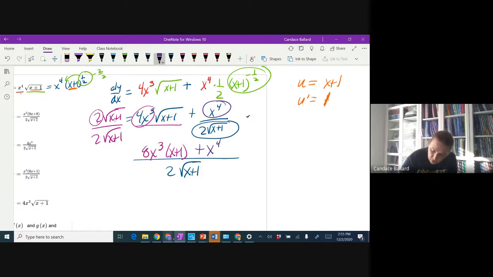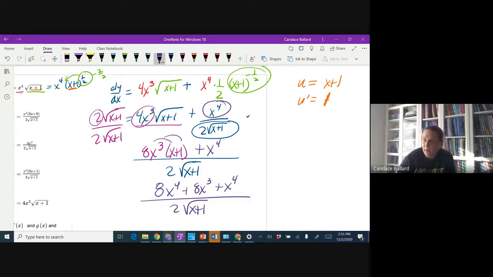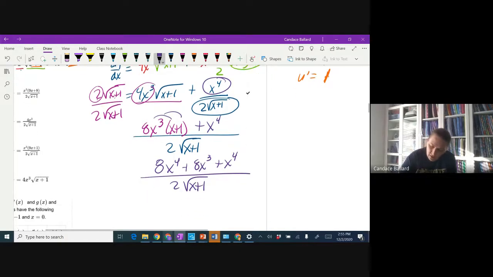So I'm going to distribute this in, which gives me 8x to the 4th plus 8x cubed plus x to the 4th over the square root of x plus 1. And then we've got 8x to the 4th plus x to the 4th, which is going to be 9x to the 4th plus 8x cubed over 2 square root of x plus 1.